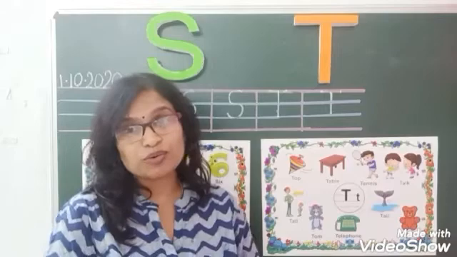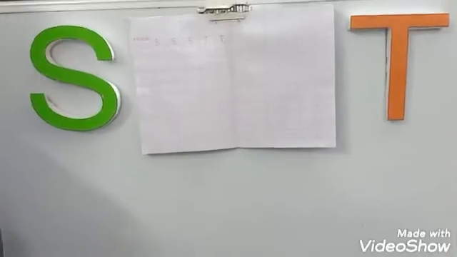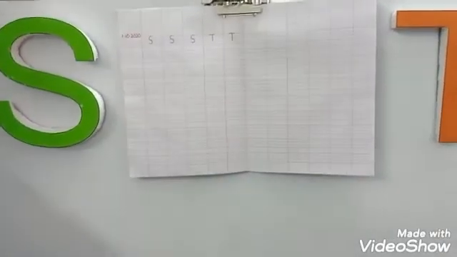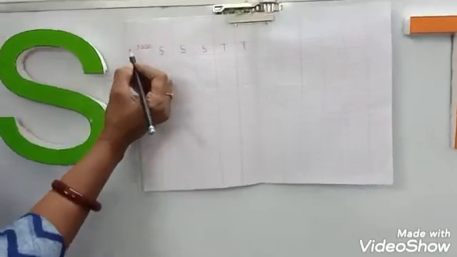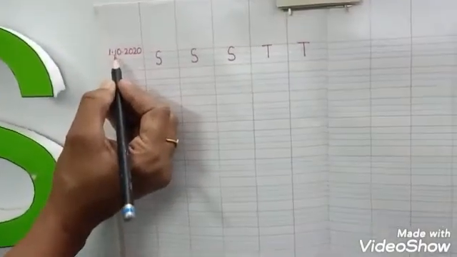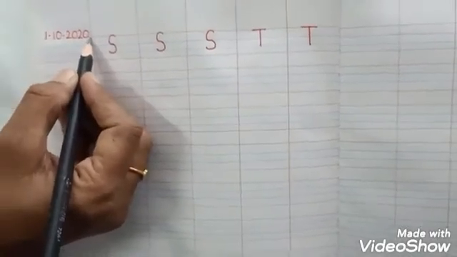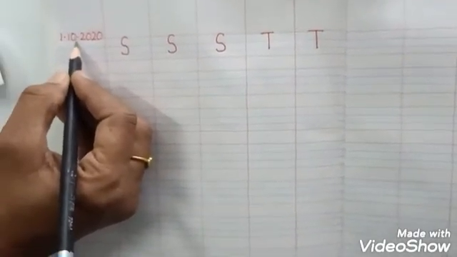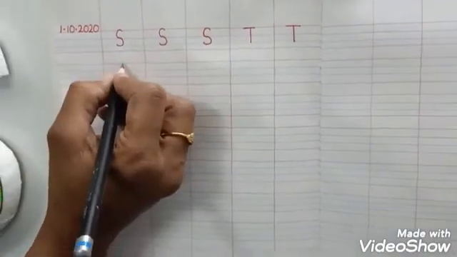Okay, now I'll show you to write letter S and T in your notebook. Let's learn to write letter S and T, children. First, you have to write the date yourself. 10.10.2020. This 10 is for the month of October. Yes?